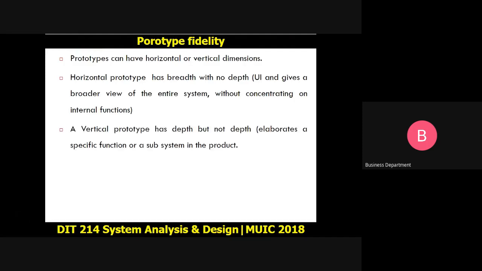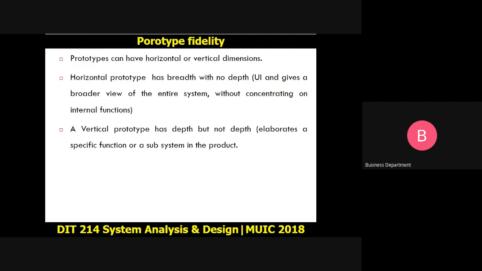Then we look at the vertical prototype. A vertical prototype will be the opposite of a horizontal prototype, meaning that a vertical prototype has depth, but has no breadth at all. So this is a prototype that will concentrate on a specific function or a subsystem in the product.